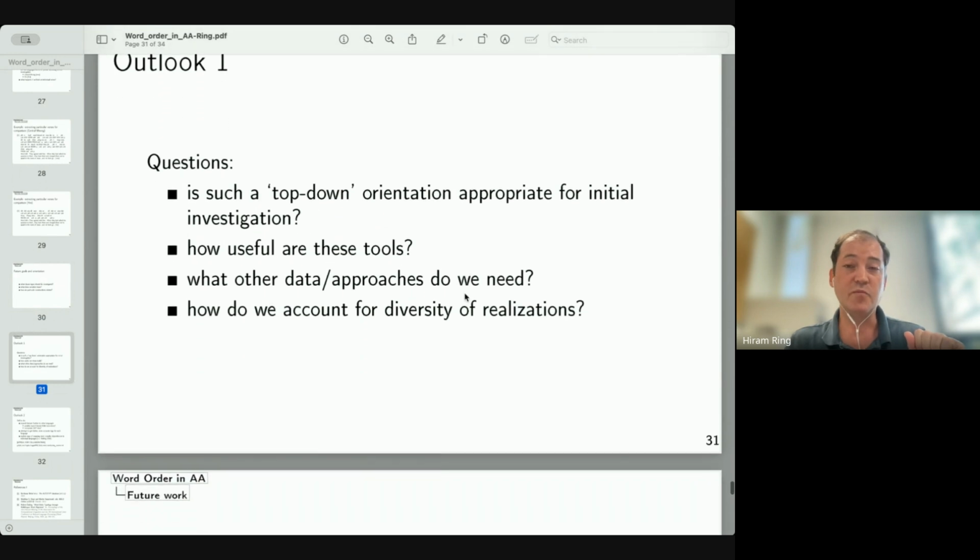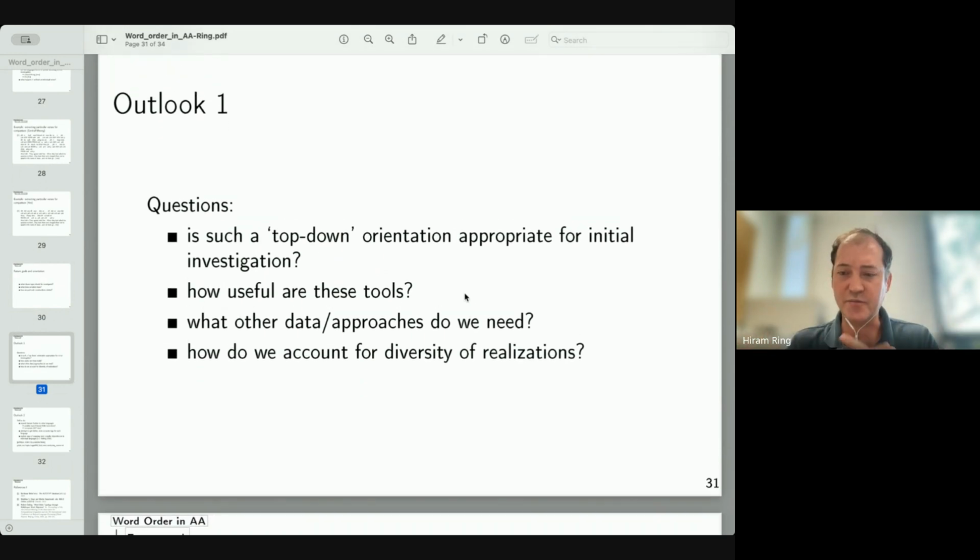So is it helpful to do this kind of top-down oriented approach? I think it at least allows us to get some insight into potential areas for further investigation. But we also probably need other data, other approaches, and then we need to be able to account for when we can't find correspondences between individual languages.